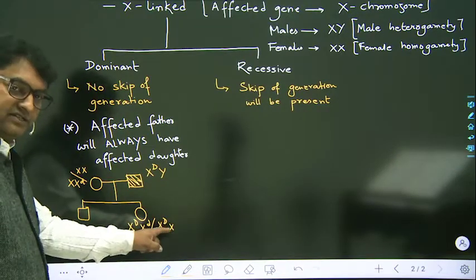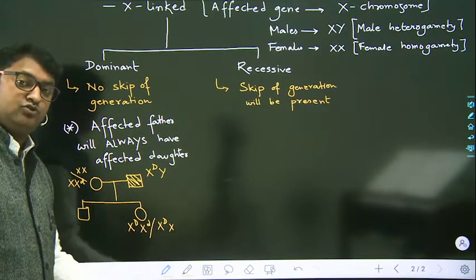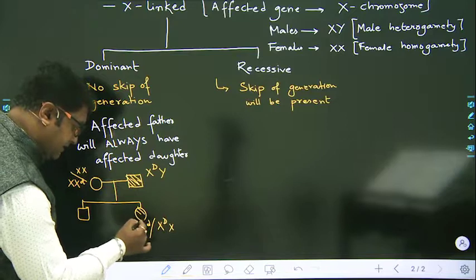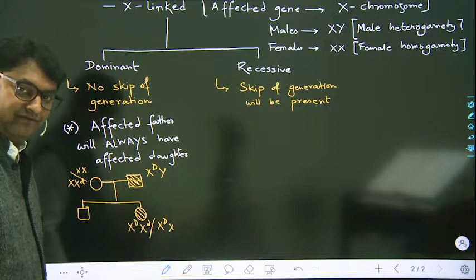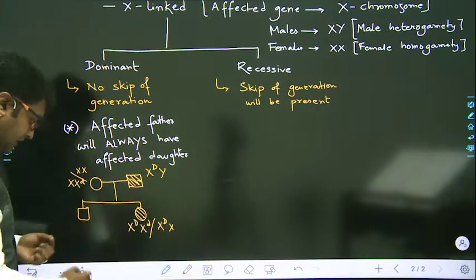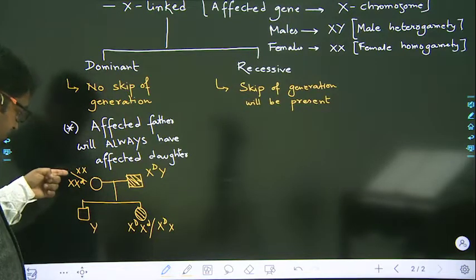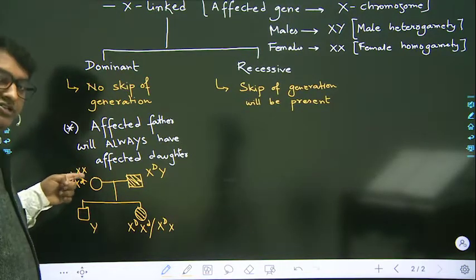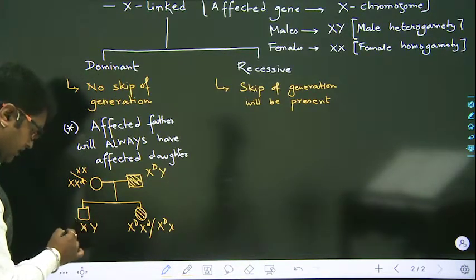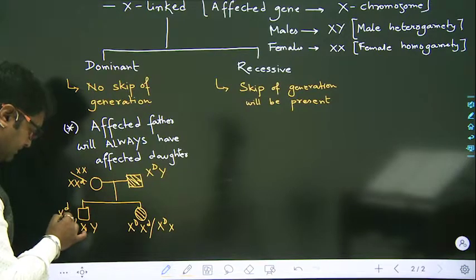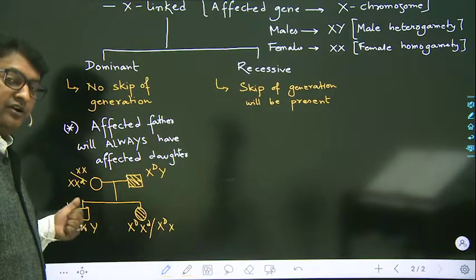But in both cases, if a single presence of the dominant gene is present on the X chromosome, that means the daughter will be affected. But since only the Y chromosome is coming from the father, and there is no dominant gene on the mother's X chromosome, either this can be normal or this can be like this. So the male child will not be affected.